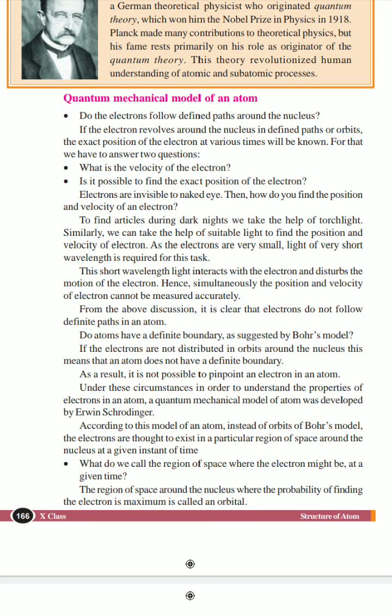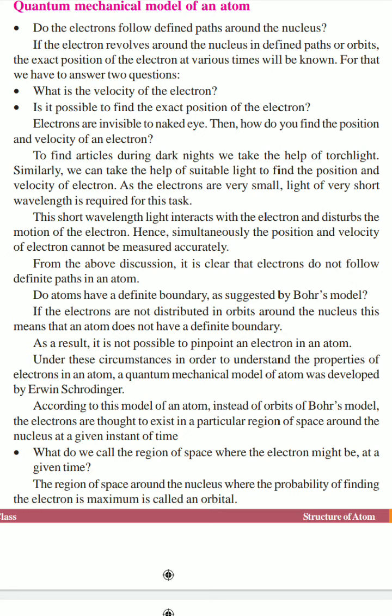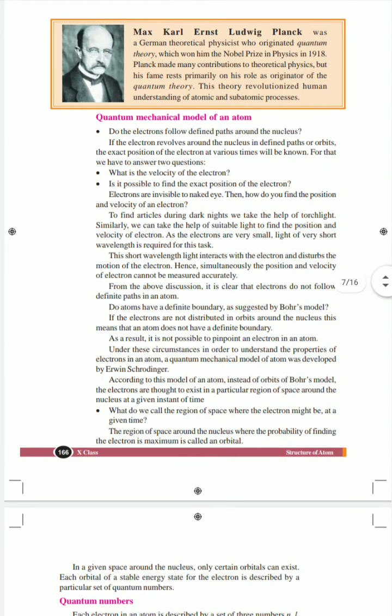So by using the short wavelength of light, it is impossible to understand the structure or to know the exact position of the electron in the atom. For this, we go for another model of the atom. Under these circumstances, in order to understand the properties of electrons in an atom, a quantum mechanical model of the atom was developed by Erwin Schrödinger. It is very important, children. The quantum mechanical model of the structure was given by Erwin Schrödinger.